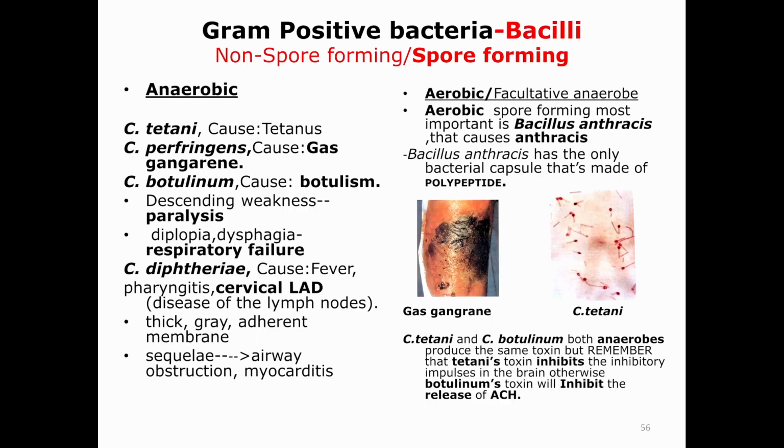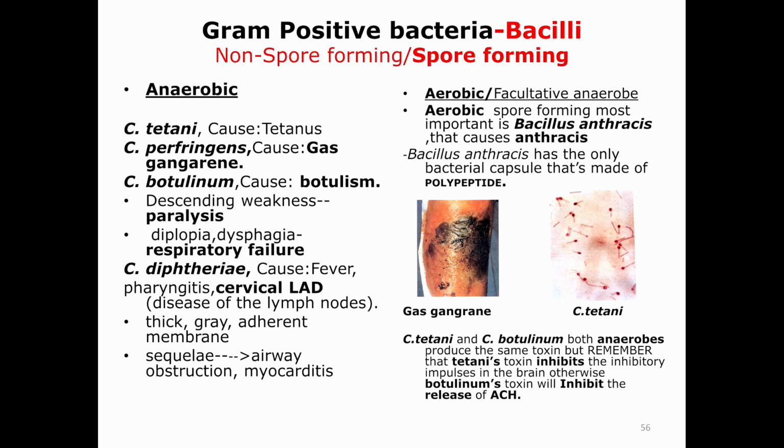Then we also have the gram-positive bacteria, which are bacilli in nature. We just finished looking at the cocci. Now we are looking at gram-positive bacteria, which are rod-shaped or bacilli in nature. And some may be spore-forming or non-spore-forming.